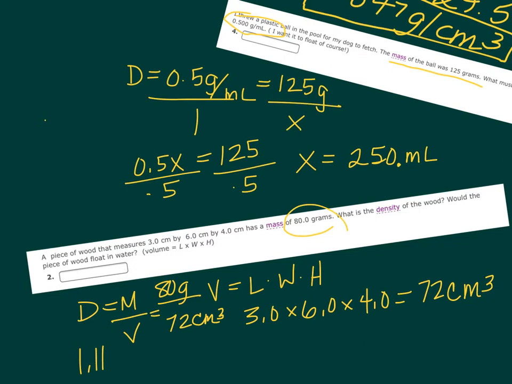So our answer has to have 3 sig figs. Actually, no. Let me get this straight. And then we multiplied these 3. So this has 2 sig figs. So our answer can only have 2 sig figs. So our answer is 1.1 grams per centimeter cubed. So that's our answer on the density. Would this float? Well, assuming we're at standard temperature and pressure, no, because it's heavier than the density of water, which is 1, so it would sink.